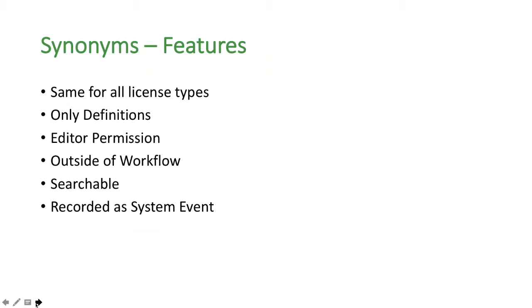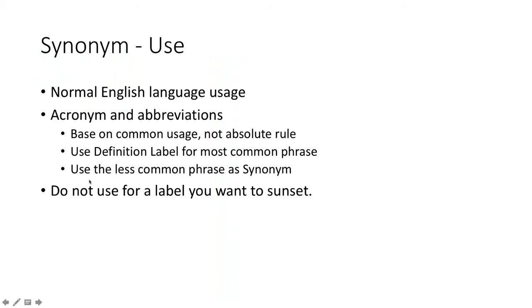Synonyms are the same for all license types. They only are part of definitions. Similar to tags, you can change them with editor permissions only. They do not disrupt the workflow or trigger a workflow. They are searchable, and they are also recorded as a system event. So let's talk about use cases. A first use case is it's used just like we use synonyms in regular English language. Sometimes we call it first year student, sometimes we call it freshman. Both terms are acceptable, so you want to be able to communicate that.